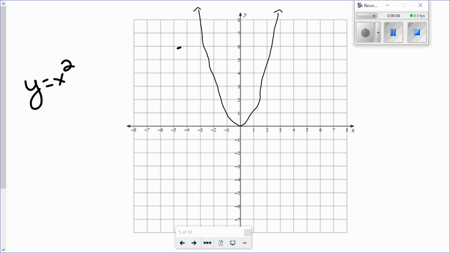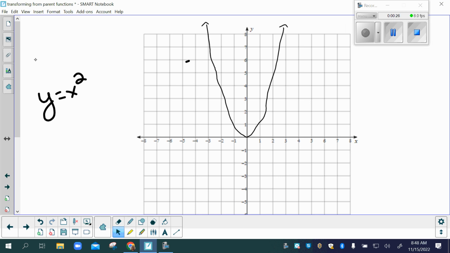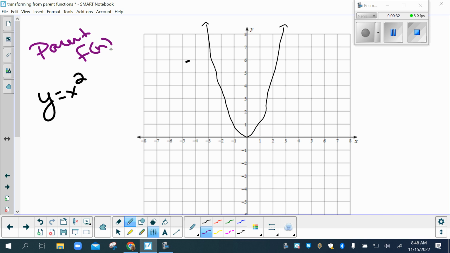So, here's what we're doing. It turns out that guy right there is an ugly version of just a basic parabola. There's nothing special about him. If you plugged him in, he's the easiest parabola there is. And he has a name. In math language, he is called a parent function. And you don't have to write that down. He's called a parent function.